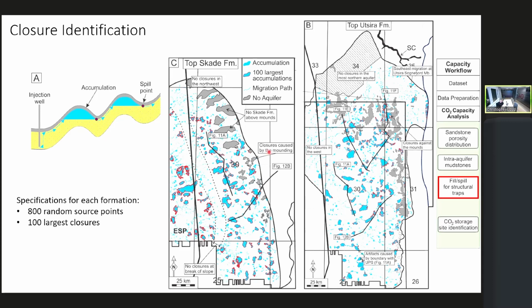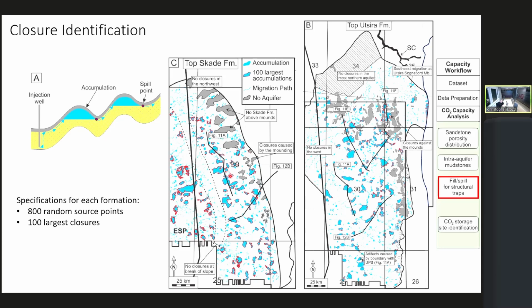So we performed a simple fill and spill simulation using 800 random source points. It doesn't take into account reservoir heterogeneity, it's just done off the surface. It injects a fluid, and the fluid migrates up dip until it reaches a closure, fills the closure, and then keeps spilling until it leaves the map. So this can show us the largest closures. Here are the 100 largest closures for each top formation, but it also showed us the overall migration pathways.